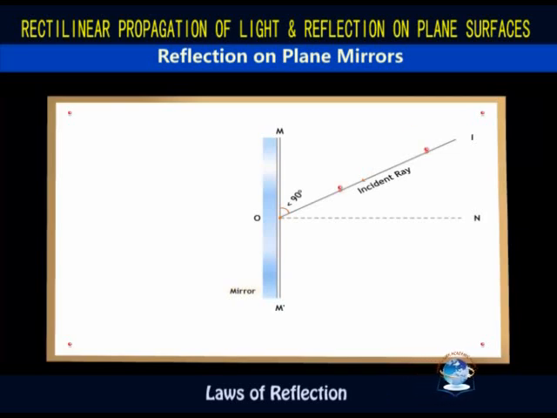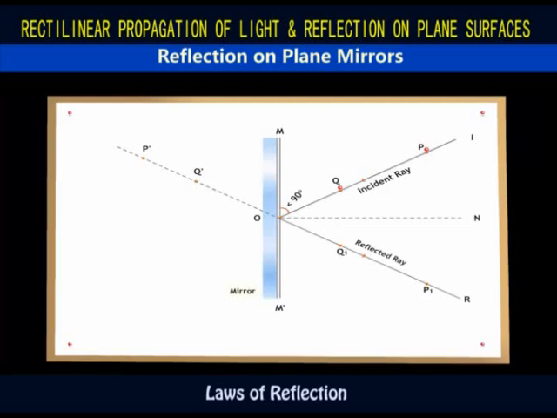Then fix two pins, P and Q, on the incident ray IO. P' and Q', the images of P and Q, are observed on the other side of the normal. Fix two pins P1 and Q1 such that they are collinear with P' and Q'. Remove the pins and draw a line OR passing through P1 and Q1 to represent the reflected ray.